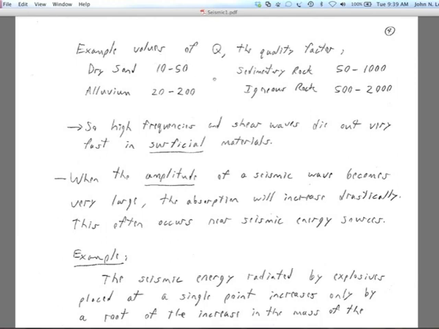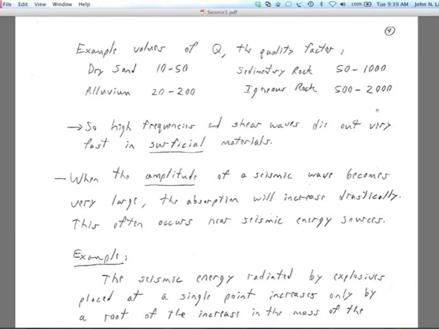I've seen it as low as 5. Alluvium, as I said, is fairly low, 20 to 200. Sedimentary rock, depending on how indurated it is, is 50 to 1,000. And igneous rock is usually up in the thousands. It can be low if the rock is faulted and fractured, but it's usually quite high.